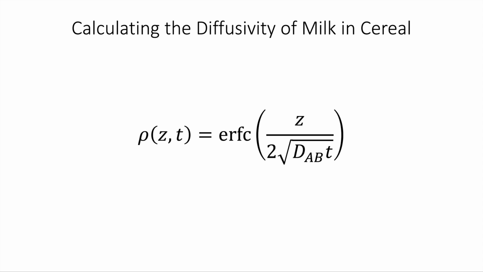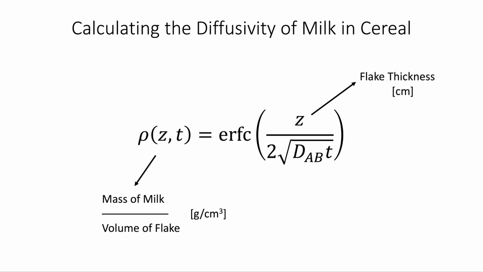There are a couple of terms that we'll need before we can get the diffusivity. The first one is this local density, which essentially is the mass of milk per volume of flake. I took that to be at the most saturated point, right? Because we're interested in studying the saturated cereal flake. We'll see how I measured that. We also need the flake thickness, which we can measure, and finally, we need the time, which will come from the results we had in the beginning slides. So with these three terms, I was able to calculate the diffusivity.